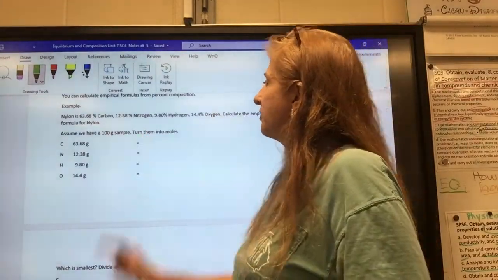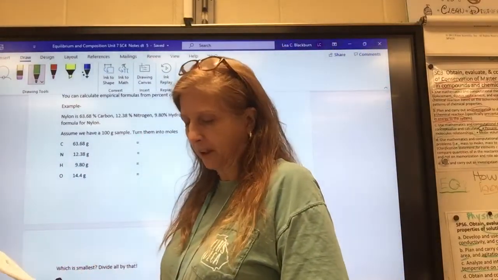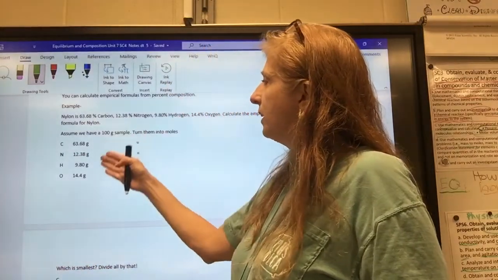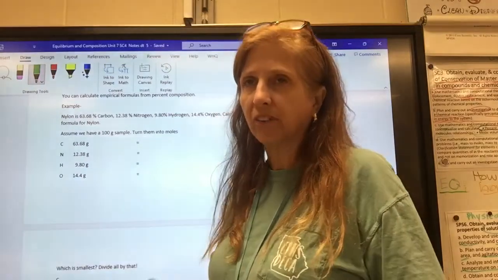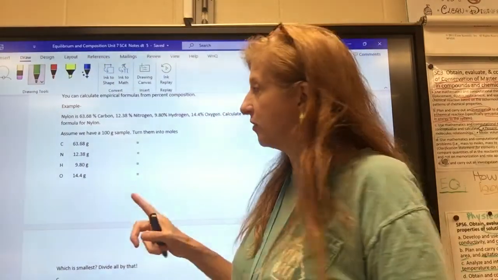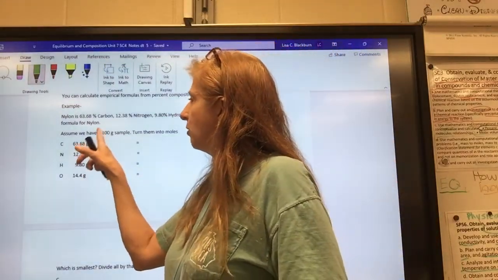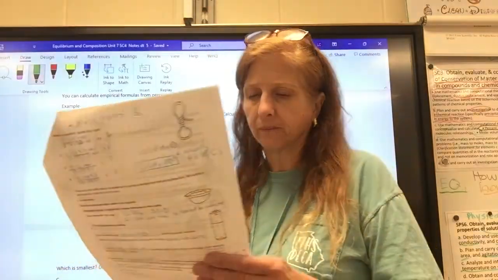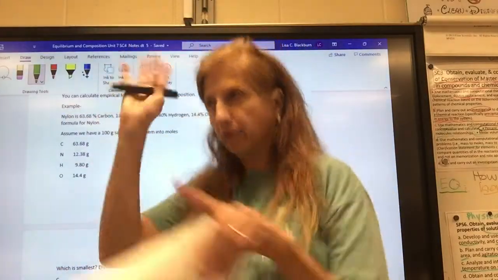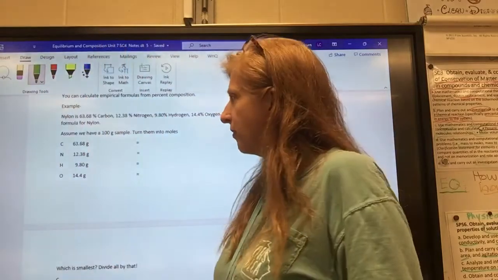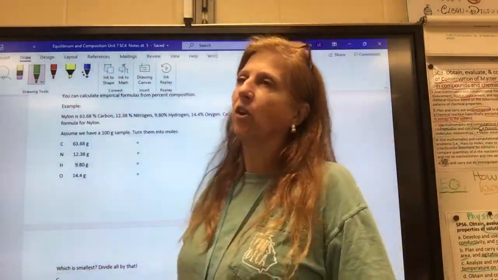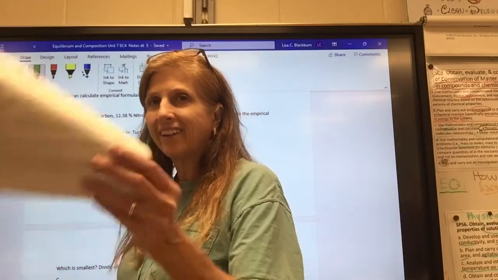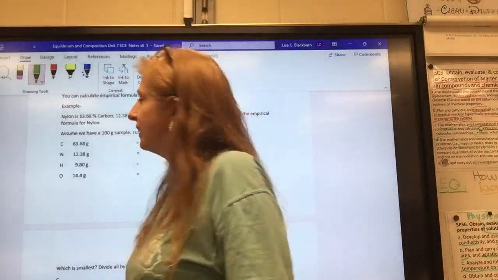Okay, so we're going to assume we have a 100-gram sample, and then we're going to take these grams and turn them into moles. So this is sort of like we're going to do just a little bit of train tracks. Now, how do we turn grams into moles? What do we use? What goes with graham crackers? Molar mass. Molar mass, right? So we look on the periodic table, and what is the molar mass of carbon? 12. Look how y'all are memorizing that. Y'all didn't even have to look.